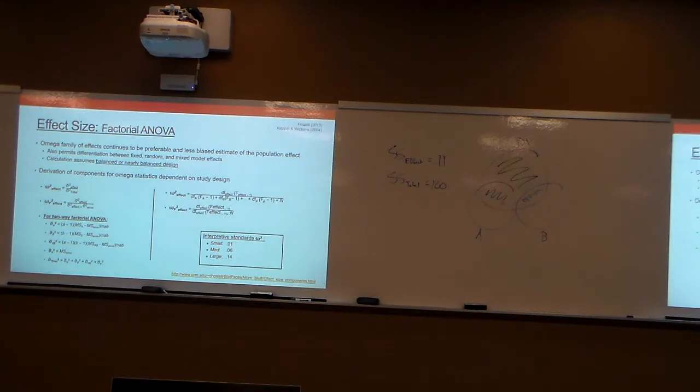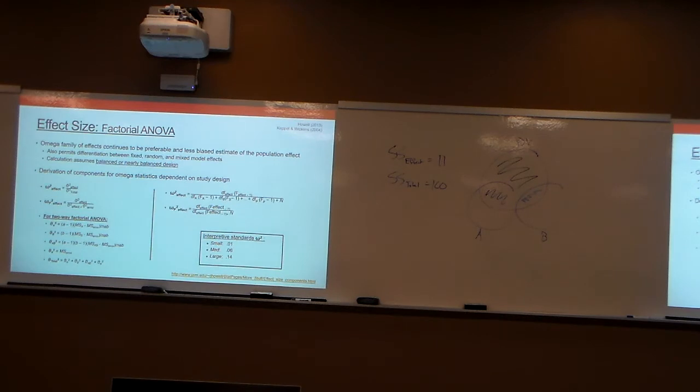Limitations of omega squared, though: as we move away from omega squared into partial omega squared, the calculation starts to depend on the design and what's going on. It starts to get more complicated. And anytime anything becomes more complicated, people don't want to do it, so you don't see people using this a whole lot, even though they should, because it's a better estimate. Other thing with omega statistics, it's assuming a balanced or nearly balanced design.